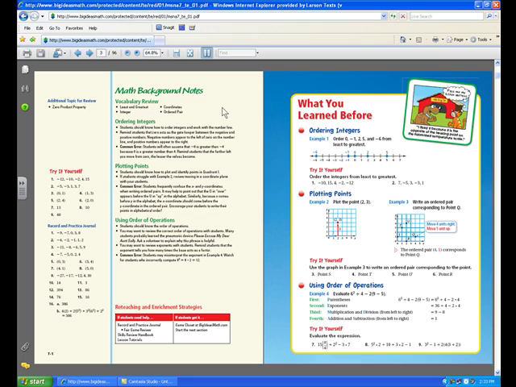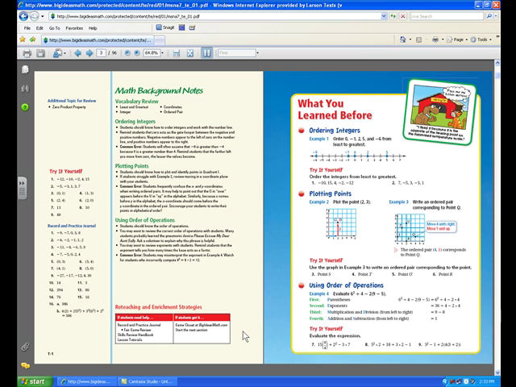For you, on your matching teaching page, you have some math background notes. Math background notes are particularly helpful for new teachers. But to be honest with you, I've taught for a number of years and have found the math background notes to be extremely helpful. You're also going to see a chart at the bottom of the page, a red and white chart called Reteaching and Enrichment Strategies.